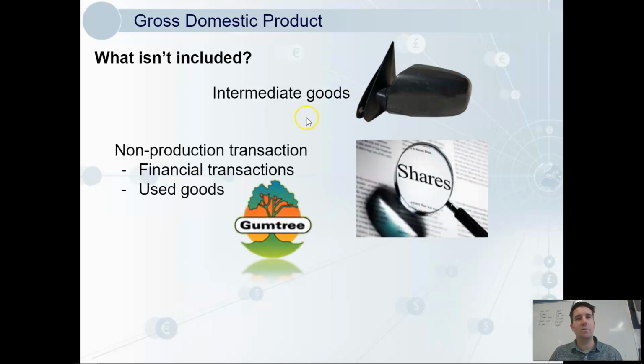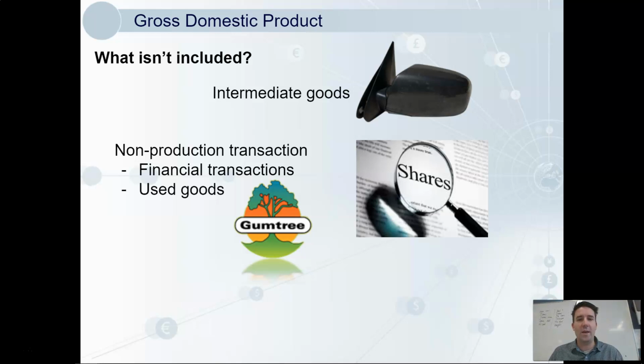We also don't include non-production transactions because we're only interested in the production of goods and services. So if you buy a share in a company or a crypto coin, there is no good or service produced. So financial transactions don't count. Same if you buy a used car off of Gumtree. That production counted when it was first produced, but not when it's resold. That would be counting it twice.